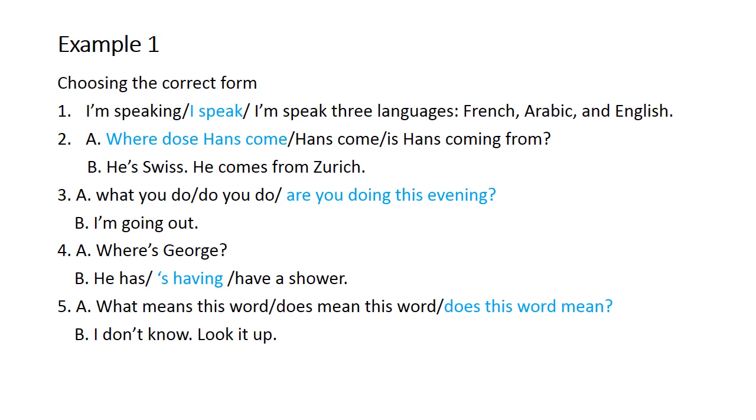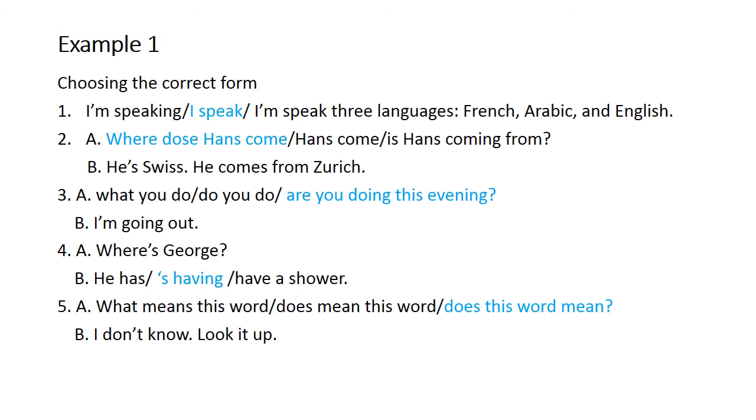The blue one is the correct form for the verb. The correct answer: we can say, I speak three languages, French, Arabic and English. Number 2: Where does Hans come from? Or where Hans come, or where is Hans coming from? The answer: he is Swiss. He comes from Zurich.